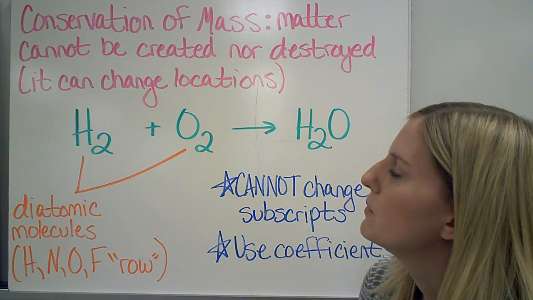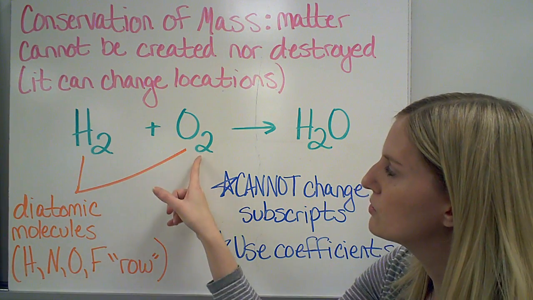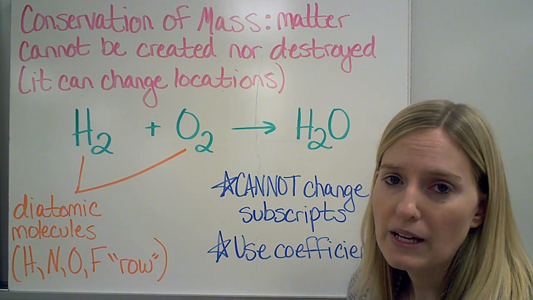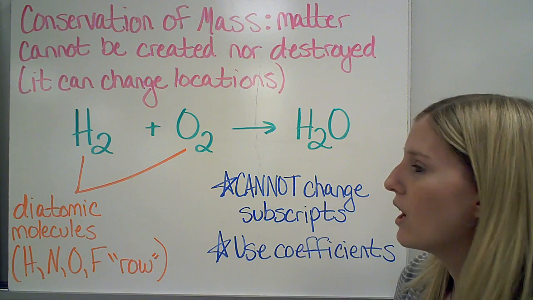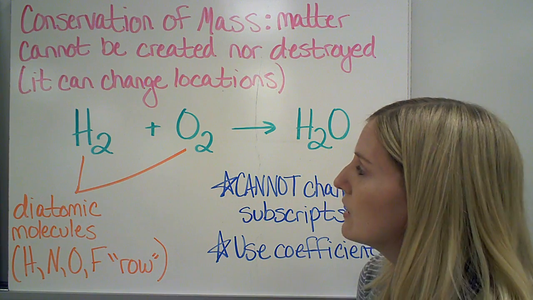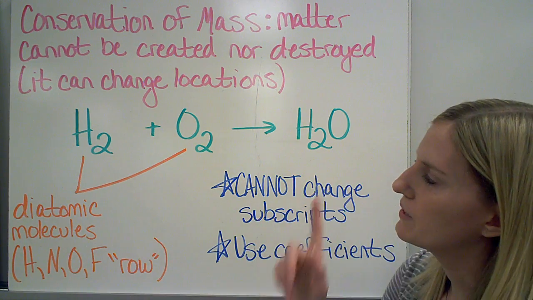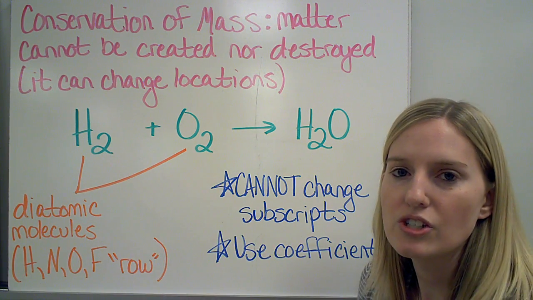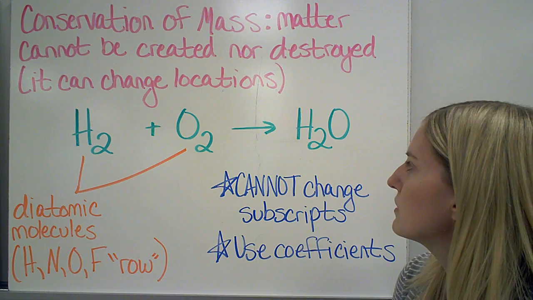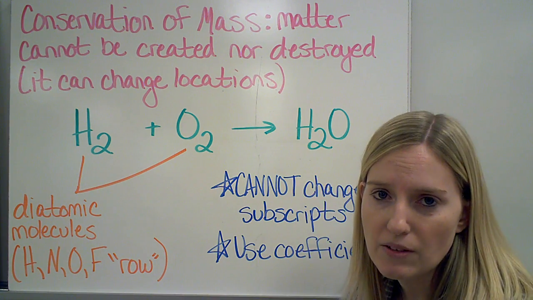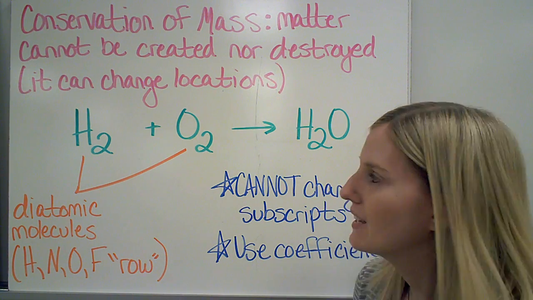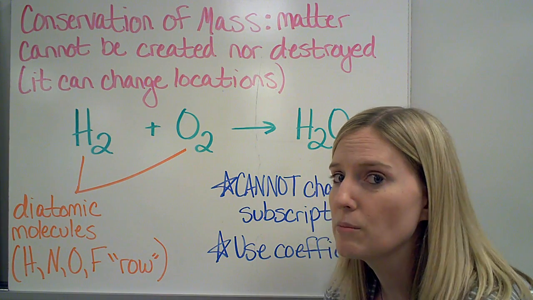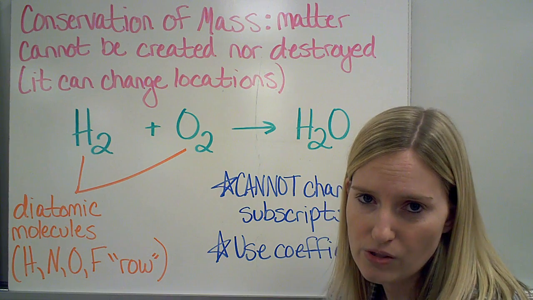So for this example, I have H2 plus O2, or hydrogen plus oxygen, yielding or forming or producing water, or H2O. So what this says right here in green so far is that you start with 2 atoms of hydrogen and 2 atoms of oxygen, and at the end you end up with 2 atoms of hydrogen and only 1 atom of oxygen. That can't happen. I can't start with 2 atoms of oxygen and only end up with 1. That means that I made 1 disappear. We're not magic. We can't do that.